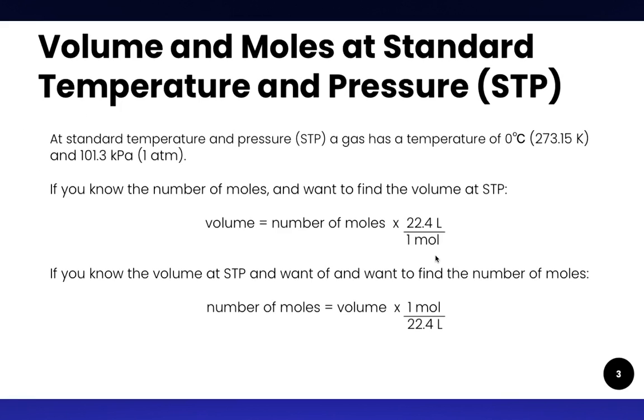Again, we have standard temperature and pressure listed here. So if you know the number of moles and want to find the volume at standard temperature and pressure, you just multiply the number of moles by 22.4 liters. If you know the volume at standard temperature and pressure and want to find the number of moles, you will divide that volume by 22.4 liters.